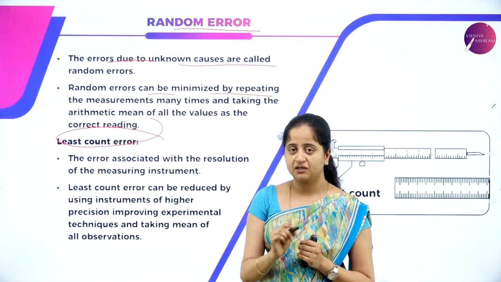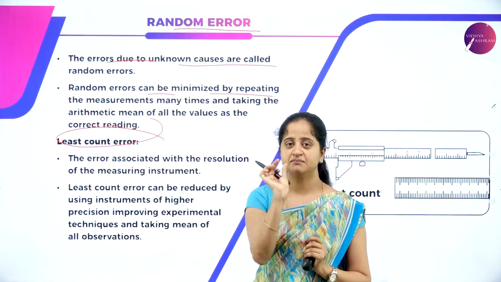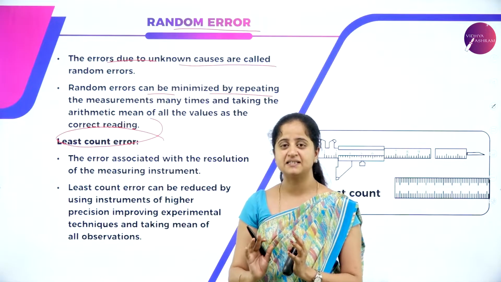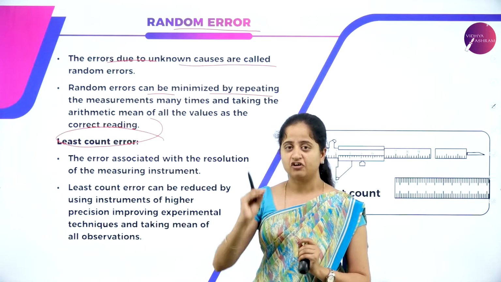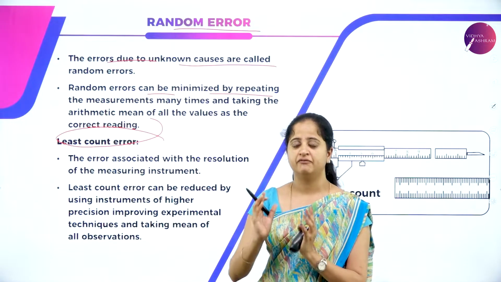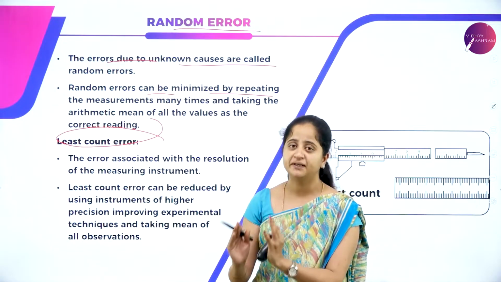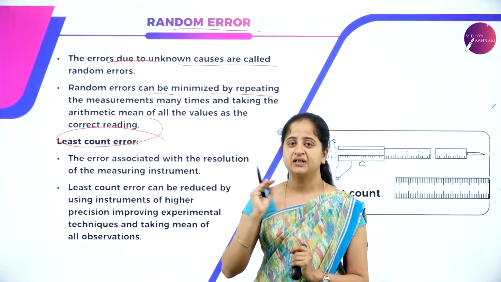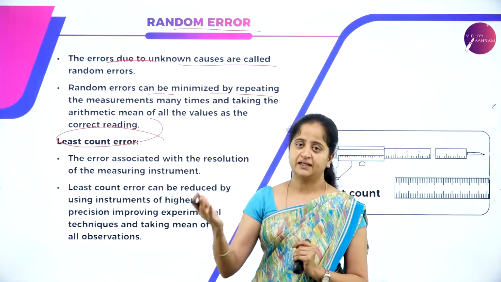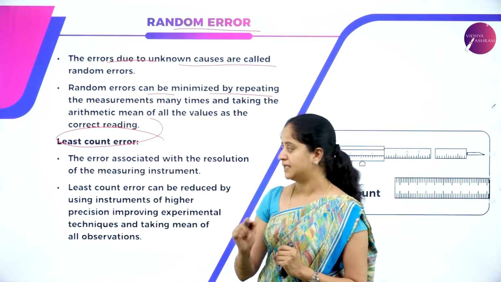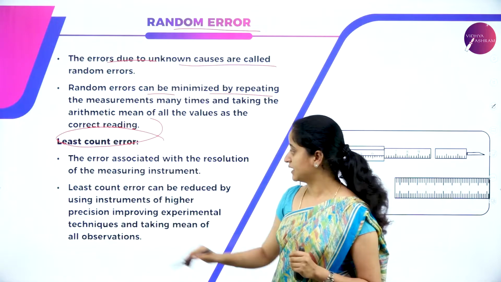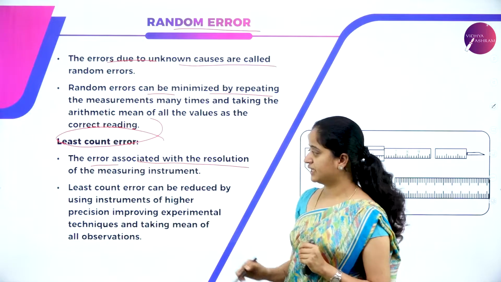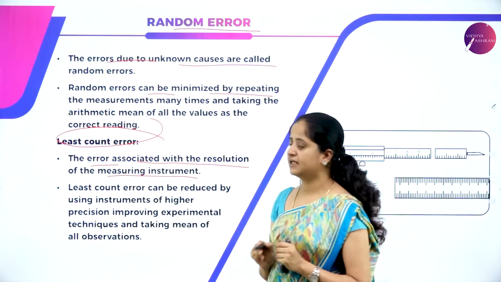So what is the meaning of least count error? The term least count itself defines the least or the lowest measurable value with the help of that particular instrument. In any instrument, least count means the least measurable value that can be measured by that instrument. Yes, least count error is nothing but the error associated with the resolution of the measuring instrument.